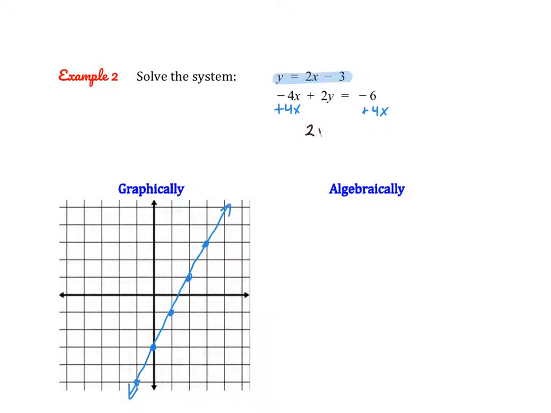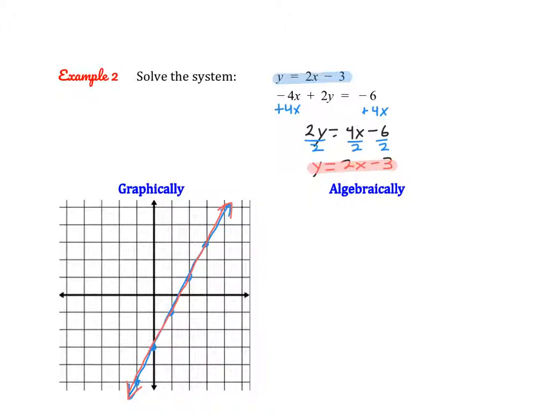and I get 2y equals 4x minus 6, and then I can divide both sides by 2. So we get y equals 2x minus 3. So you'll notice that I actually end up with the exact same equation as my first equation. We have y equals 2x minus 3 here and y equals 2x minus 3 here. So if I went to graph this again, it would literally be right on top of my first line.